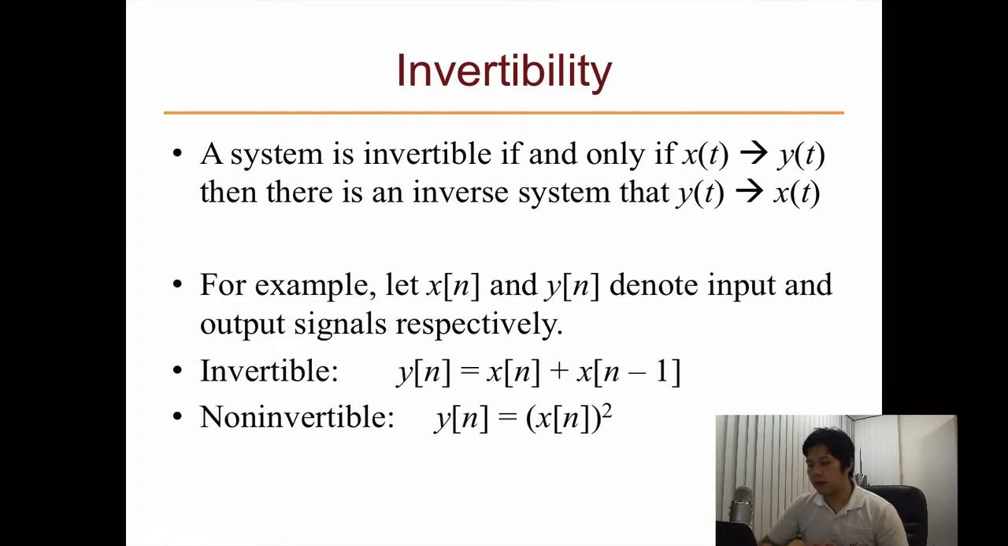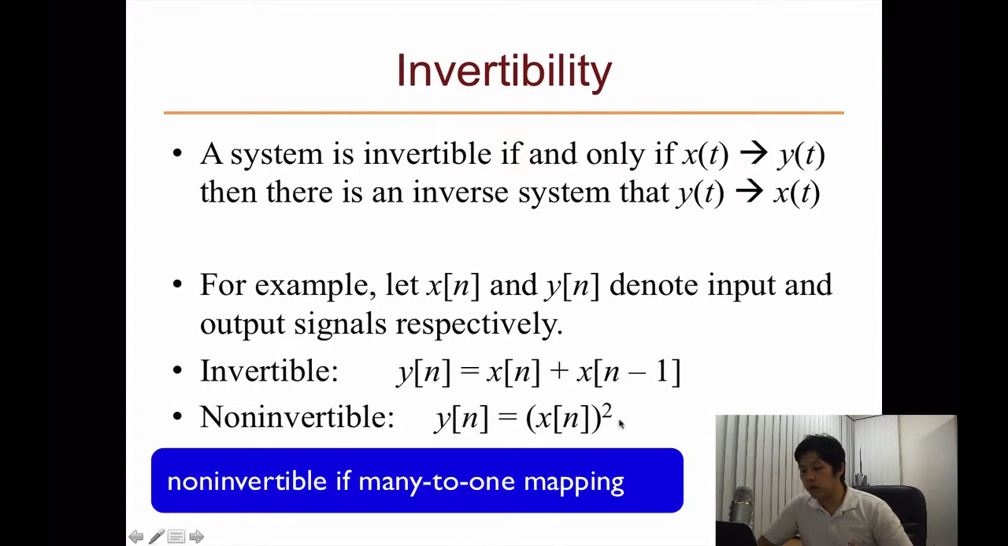The system is invertible if and only if, when you have x(t) and you get y(t), there is an inverse system, that is, when you feed it with y(t), you get x(t) back. You can see that the system will be non-invertible if it has something like a many-to-one mapping. For example, y[n] equals x[n] squared. You can see that the same value of y[n] may come from two different values of x[n]. So this is a non-invertible system.